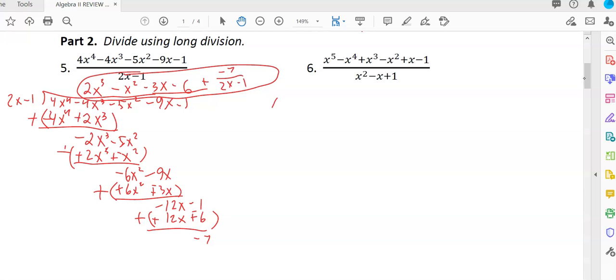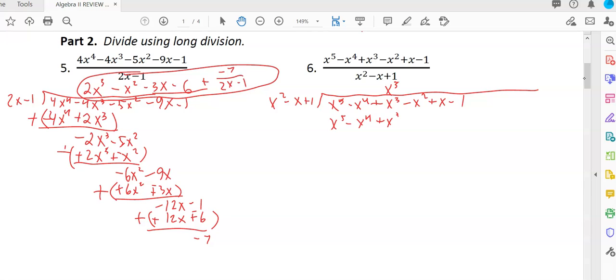So I've got x squared minus x plus 1, and we got x to the fifth minus x to the fourth plus x cubed minus x squared plus x minus 1. It doesn't have a lot of coefficients, so that should make it a little easier. X squared times x, what is x to the fifth? That would be x to the third. So we get x to the fifth minus x to the fourth plus x to the third.